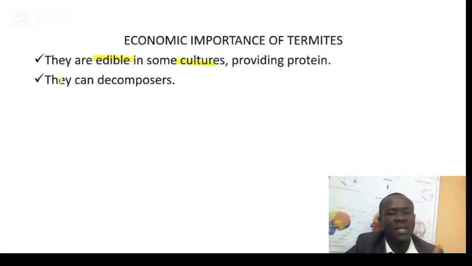Then the second one, they are decomposers. That means they break down the remains of plants and animals.